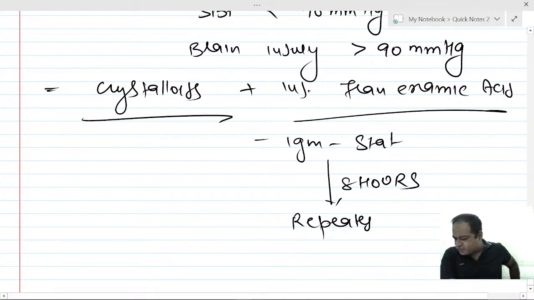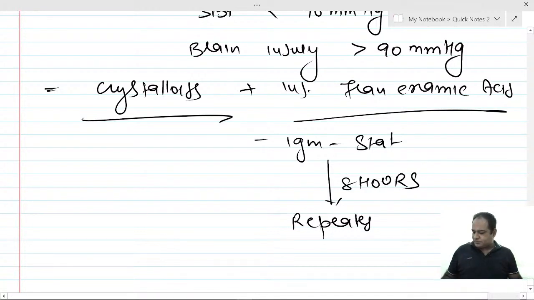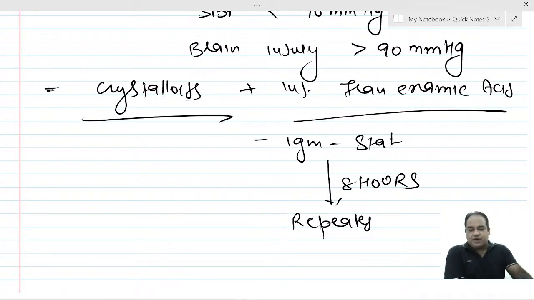Investigation of choice for dysphagia lusoria: CT angiography.